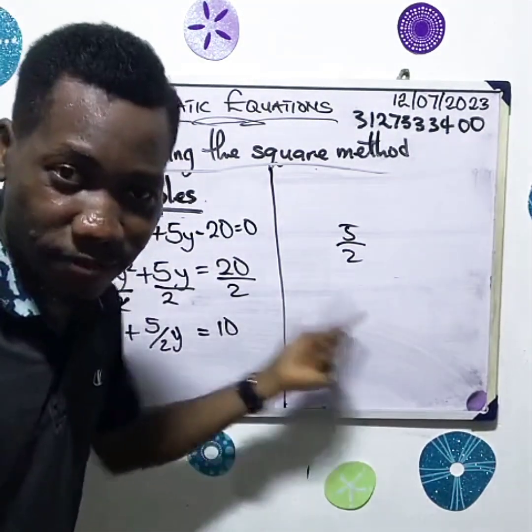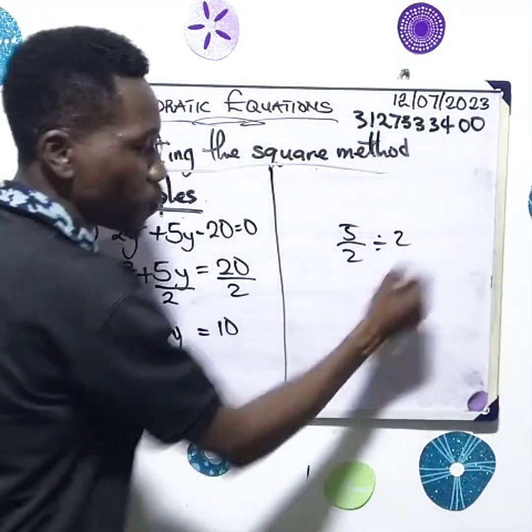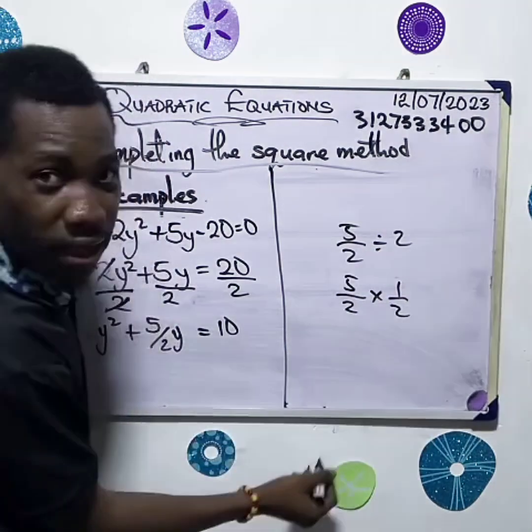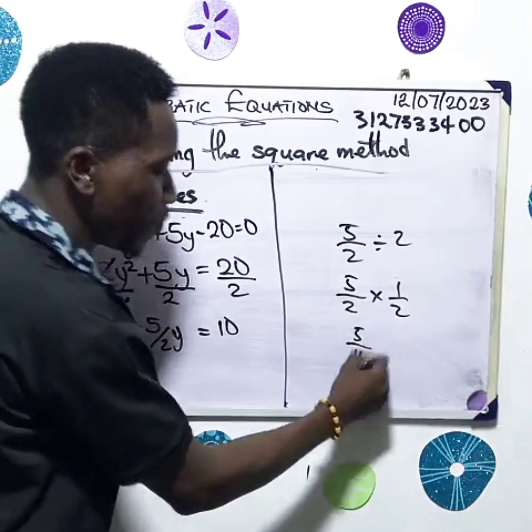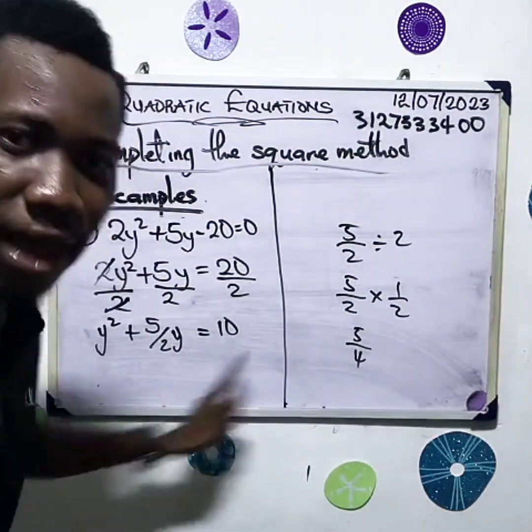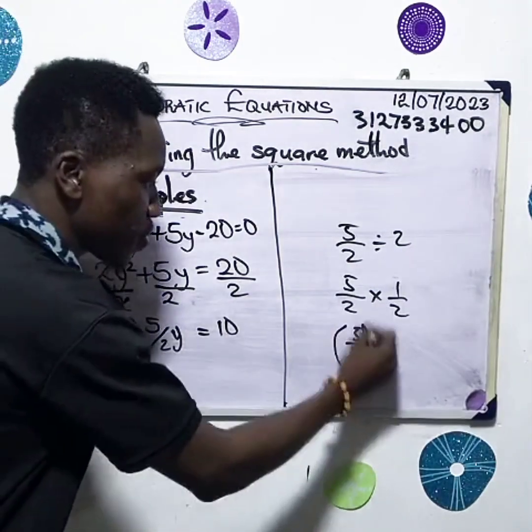Divided by 2. So 5 over 2 divided by 2 is 5 over 2 times 1 over 2. And that's going to give us what? 5 over 4. So half of 5 over 2 is 5 over 4. Now we're going to square this half.